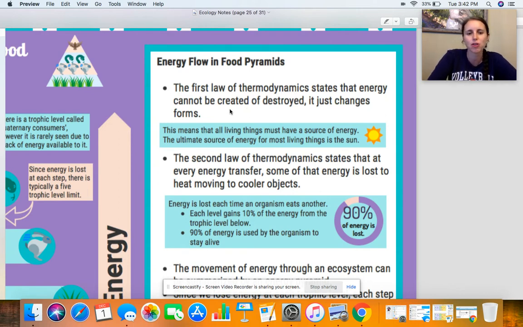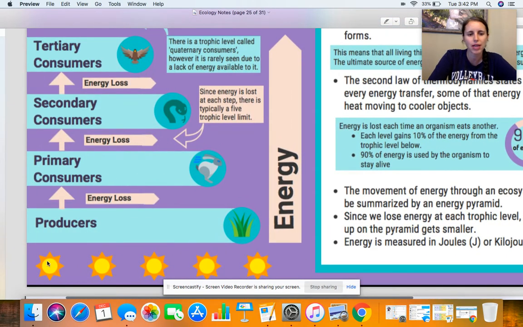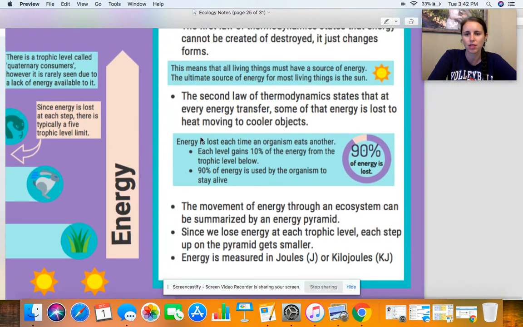So what does this mean for food pyramids? It means that all living things have to have a source of energy, and that ultimate source of energy for most living things is the sun. So we've already talked about that. The sun is at the base of here, and the sun is going to transfer energy, can't be destroyed, transfer energy up the food chain, and it's going to travel up the food chain through the trophic levels.